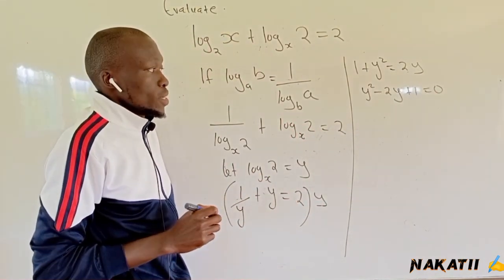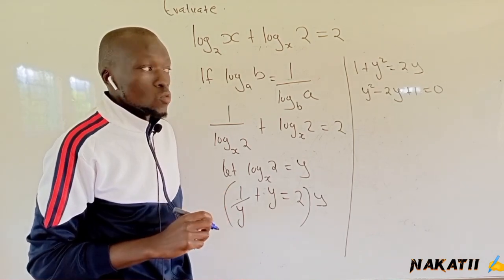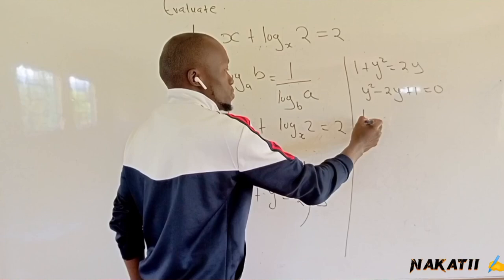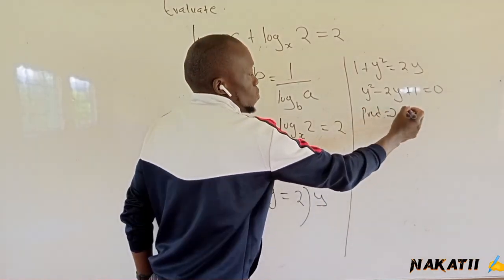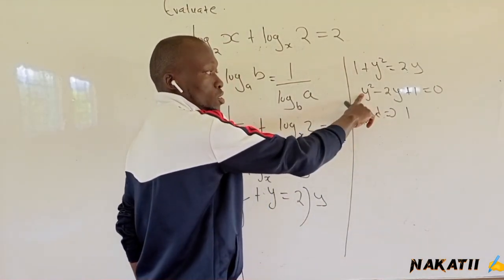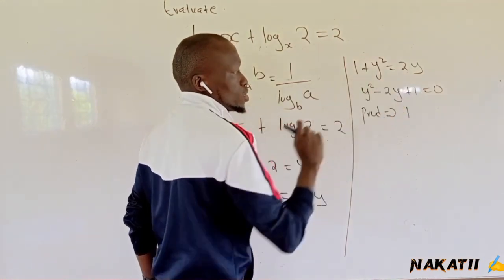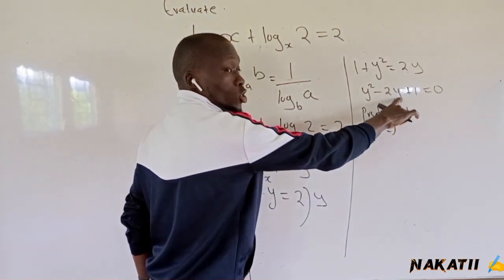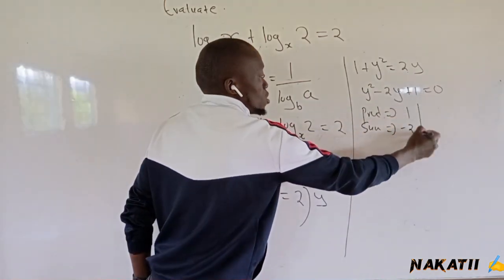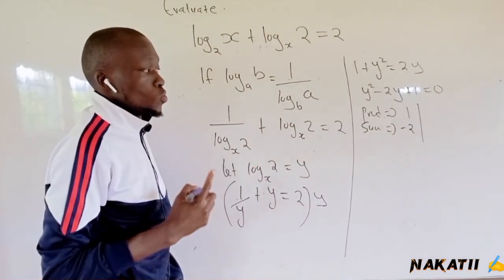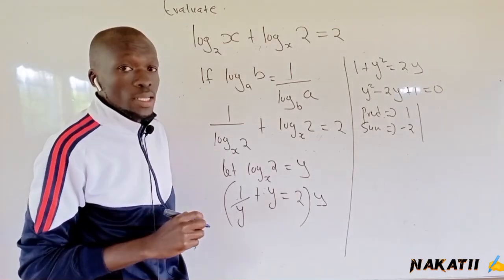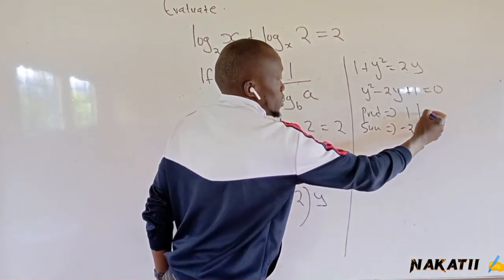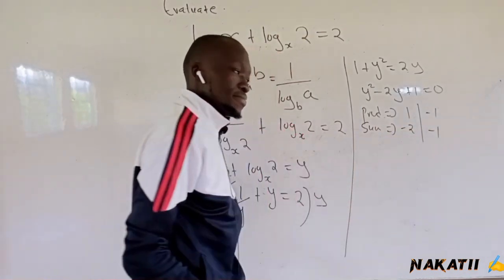Then we look for two numbers that when you multiply them, we get 1 and when we add them, we get negative 2. That means the product is 1. We take the coefficient of y squared, which is 1, and multiply by this one here, it's 1. Then the sum is the coefficient of y, which is negative 2. Look for two numbers that when you multiply them, you get positive 1, and if you add them, you get negative 2. We're going to get negative 1 and negative 1.